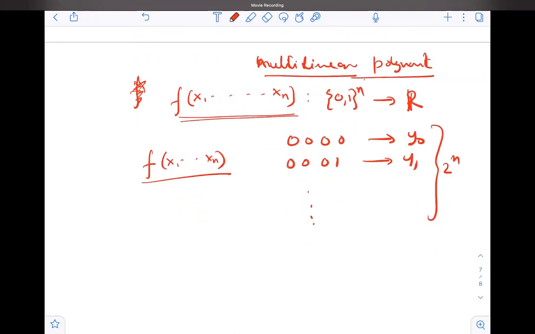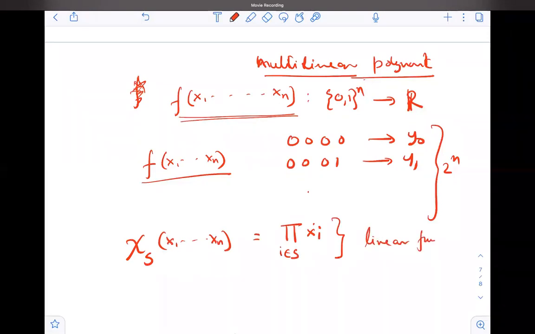But now consider this function. Chi_S of x, x1 to xn. What is chi_S of x1 to xn? This is a very simple function. It is nothing but the product of those variables that are in S. We're not multiplying anything else to this product, just this much. So this is what is called a linear function. It's just a single monomial.